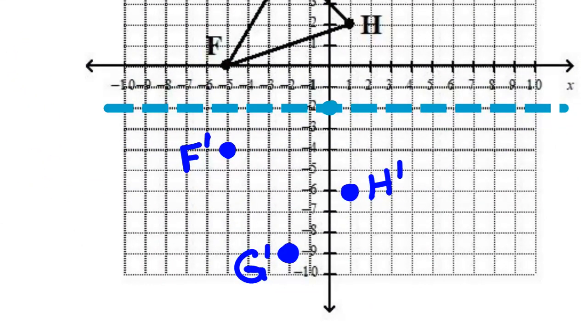I got them on there. I got F prime, G prime, H prime. I need to connect those points. I need to draw the lines in between those points so that I get full credit on this problem.